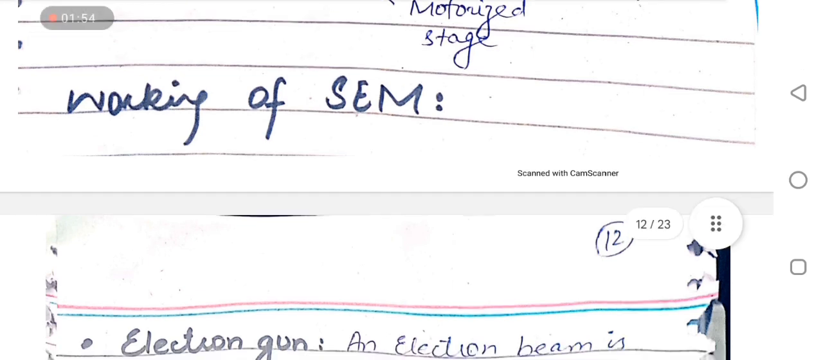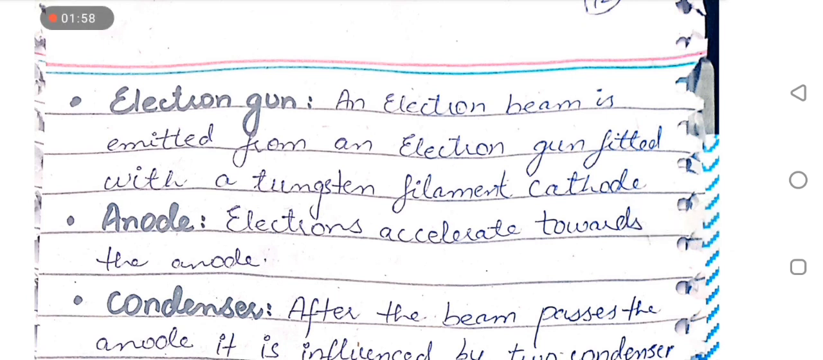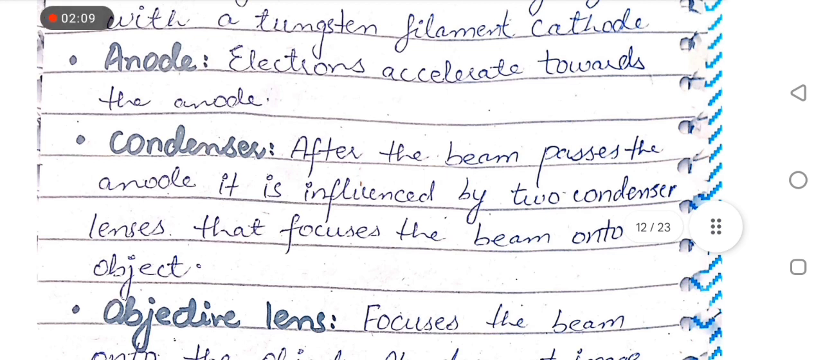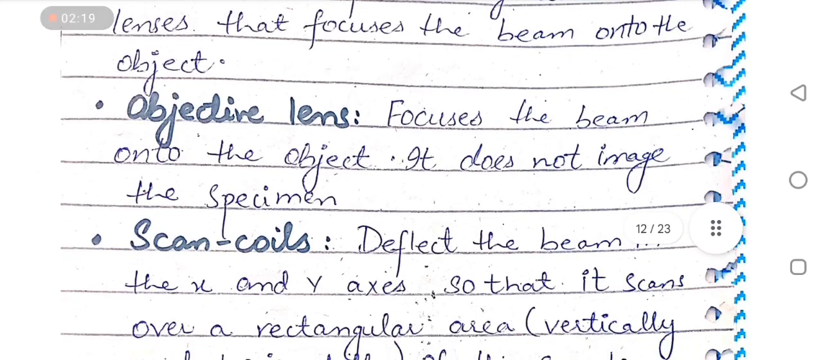Now we will discuss the working of SEM using the above instrumentation parts. Electron gun: an electron beam is emitted from an electron gun fitted with a tungsten filament cathode. Anode: electrons are accelerated towards the anode, then the condenser. After the beam passes through the anode, it is influenced by two condenser lenses that focus the beam onto the object. The objective lens focuses the beam onto the object.